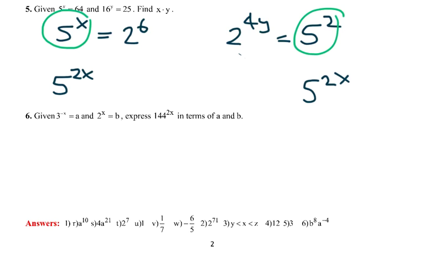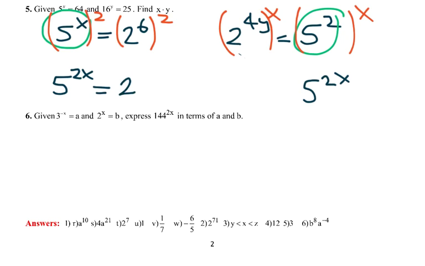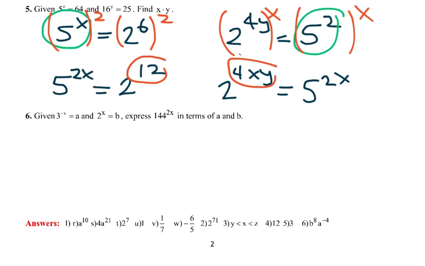So to get that, what I need to do is square both sides here, and on this side I need to put everything to the power of x. And what we end up with then is 2 to the power 12. Over here we have 2 to the power 4xy, and then we can see that if these expressions are equal, then 12 is equal to 4xy, and then xy must be equal to 3.